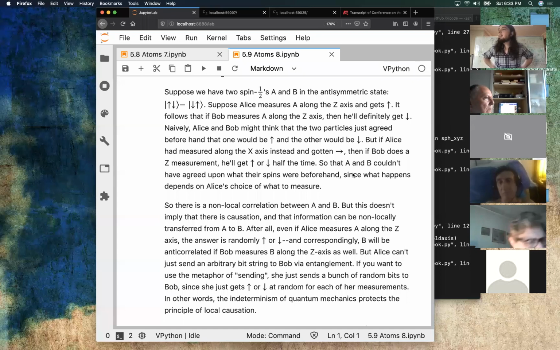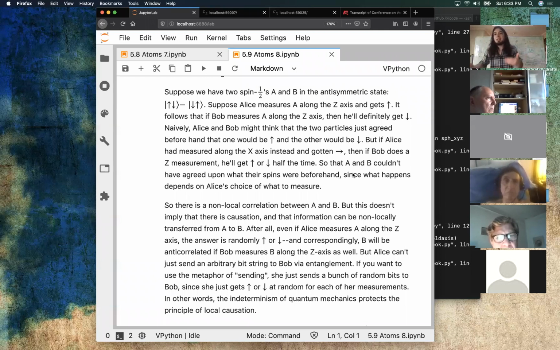What I'm trying to say is that I completely agree that a chain of causation is not enough to transmit information. You have to be able to control it in some way, control the initial state and so forth. But really, I'm emphasizing the other side of it, which is no information can be transferred with entanglement. Zero information can be transferred with entanglement.